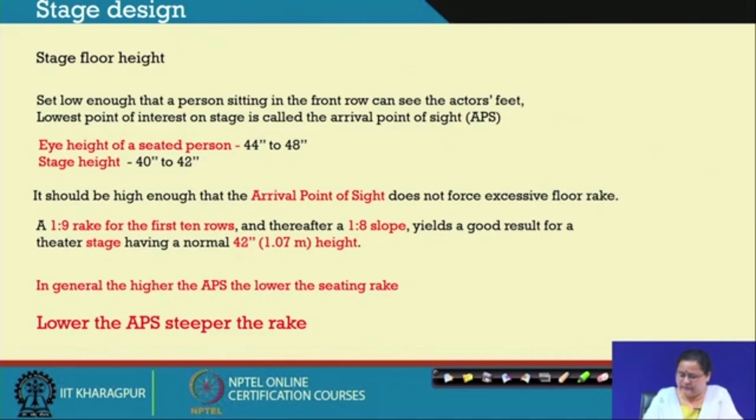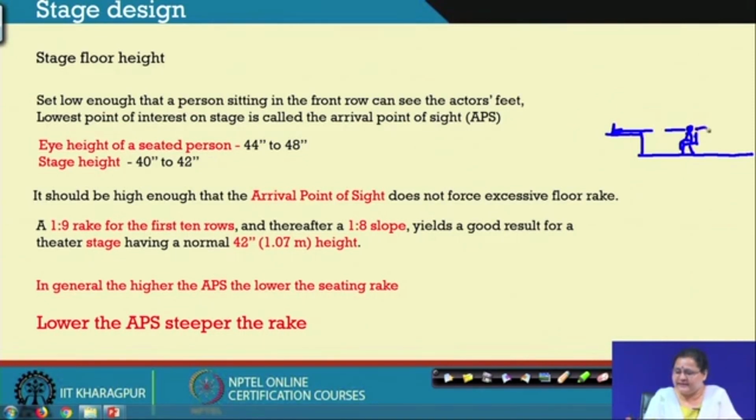So, if you have a stage and then a totally flat floor, the performer's feet here should be visible by the person who is sitting here. So, this eye level and this level of the lowest point of the stage, that is the height of the stage, should have a relationship.